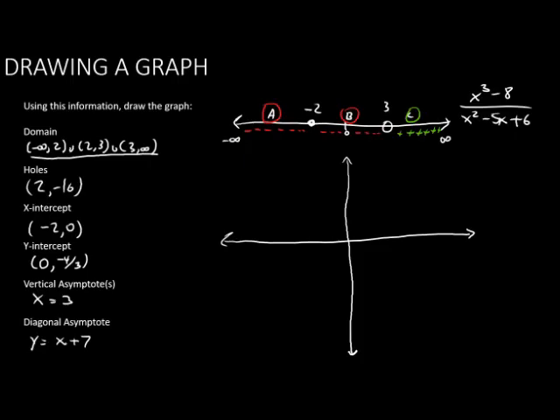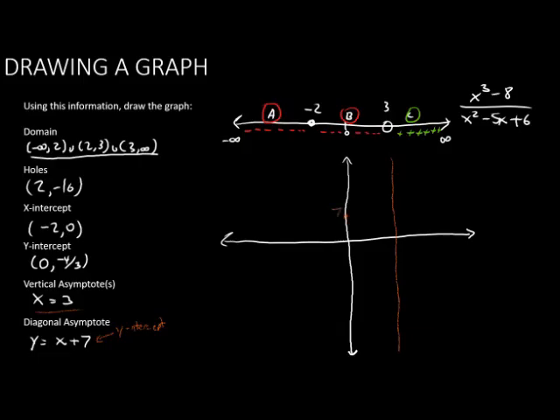We'll begin drawing this graph by marking the asymptotes. We'll begin with x equals 3, which will be a vertical asymptote. We'll draw a vertical line right here at 3. Then we have a diagonal asymptote. To draw this, we're going to have to draw a diagonal line starting at 7 on the y-axis, because 7 will be our y-intercept.